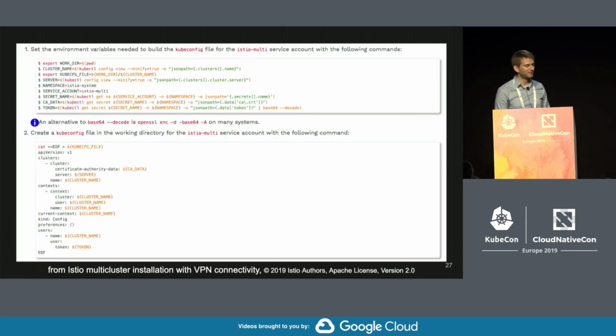So here is an example of an installation procedure for Istio multicluster with VPN connectivity. And so run all these bash scripts and extract that, extract this, create that. It works, but it's a pain point, I believe.